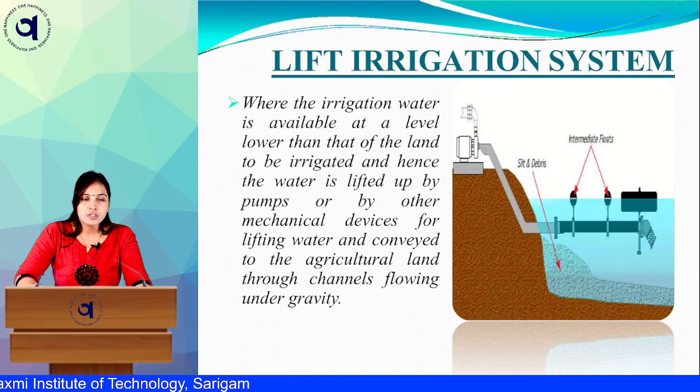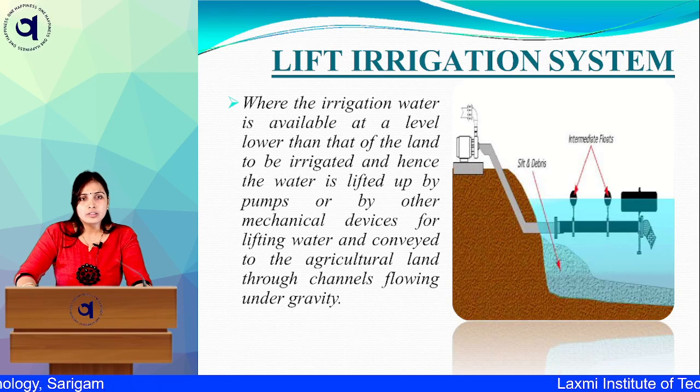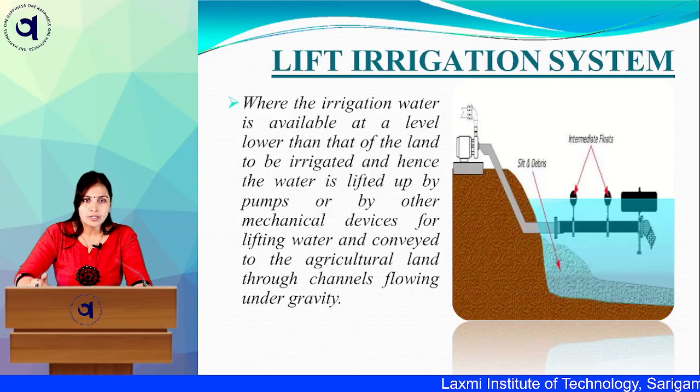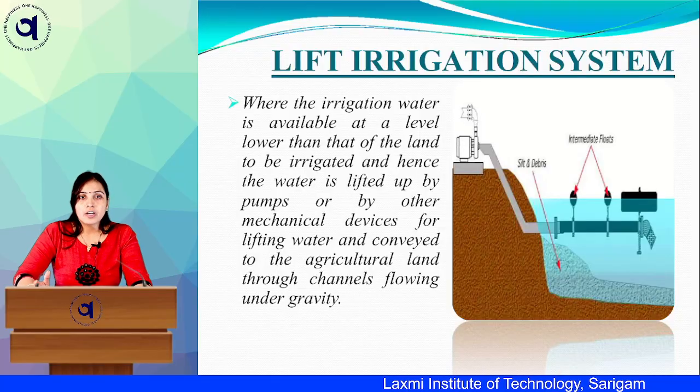Lift irrigation, by the name also you can understand that the water is available at a low level, lower than your land. So you can lift the water from that area and irrigate your land, that is lift irrigation, by using a pump or other mechanical device. Later we will continue with all the other parts in the next lecture. Okay, thank you.